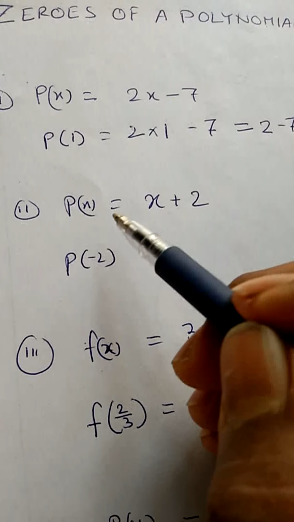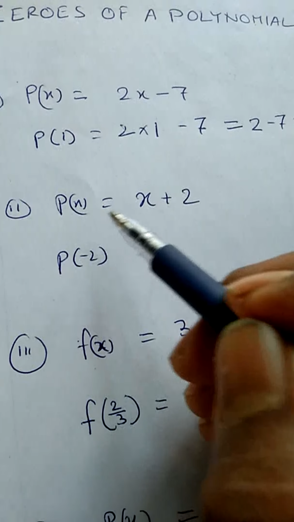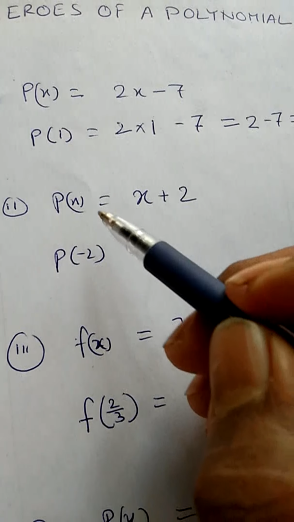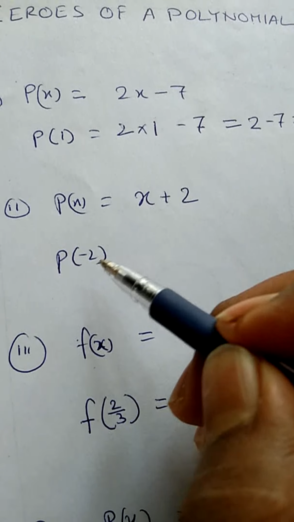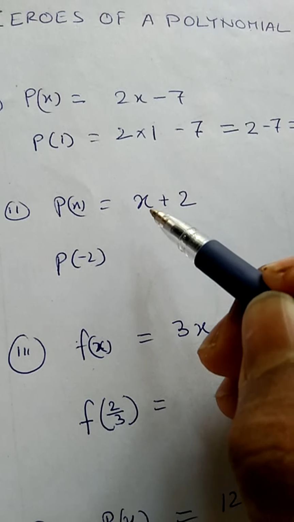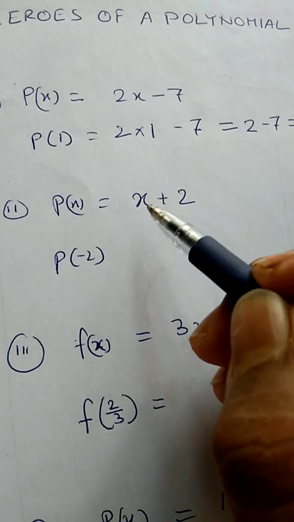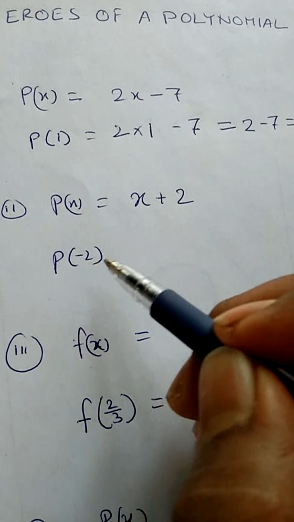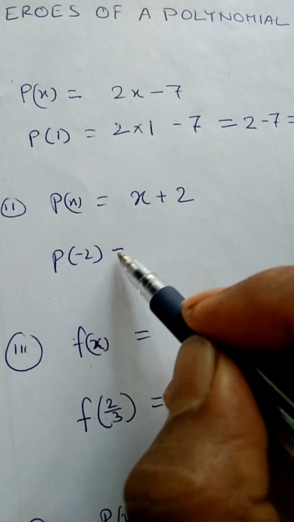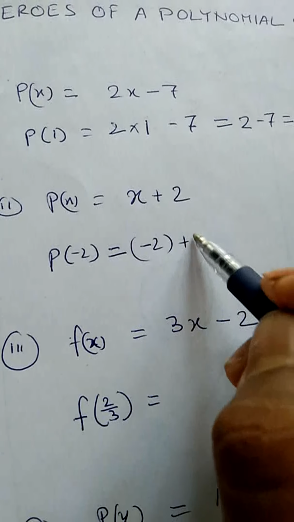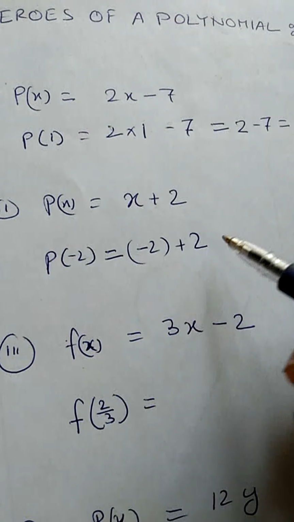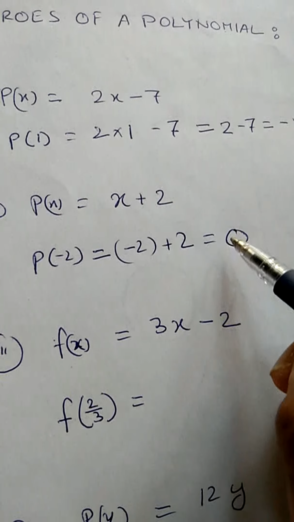Similarly, in the next polynomial, it is given p(x) = x + 2. Now we have to find p(-2). That means in place of x of the given polynomial, we have to write minus 2 and simplify. So let us do that. Here we are writing minus 2 and then plus 2. So minus 2 and plus 2 will become 0 here.